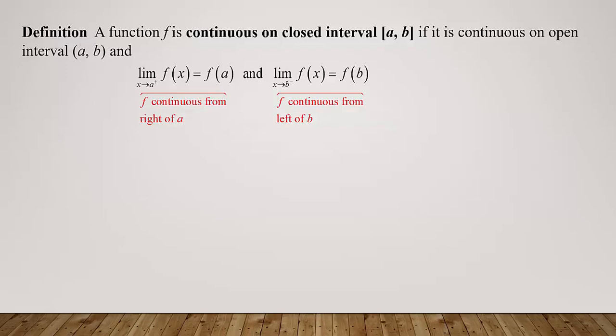And if you look at the limit as x approaches 9 from the left side of square root x, you're going to get 3, which is equal to f of 9. That satisfies the second condition here. So that's how we can now say, yes, square root x is continuous on the closed interval 0, 9.